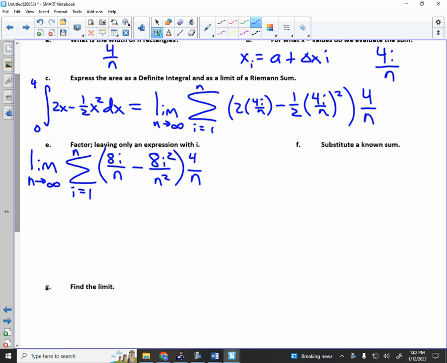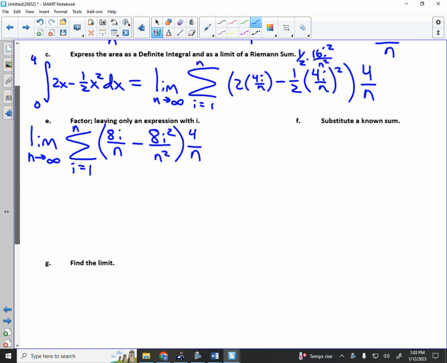When you use the 4i over n and then get 8i squared, how do you keep that? So 4i squared is 16i squared, and n squared is n squared. But now I have to multiply it by a half. So I get a half i squared over n squared. Yes? They're separate. We okay?